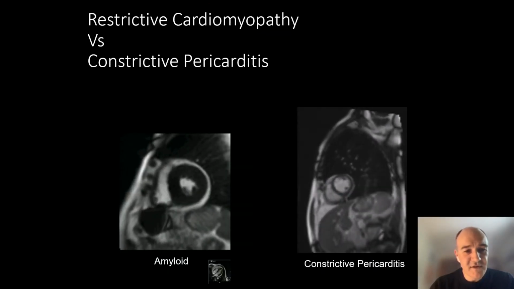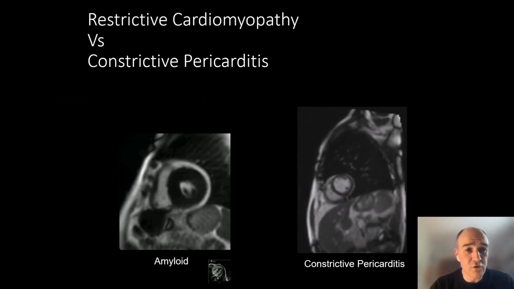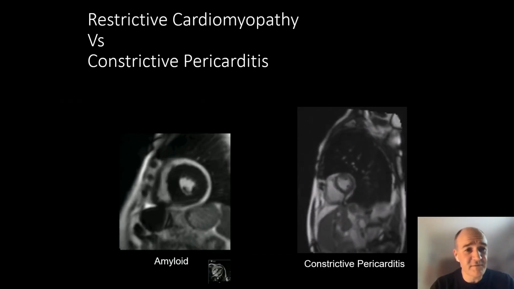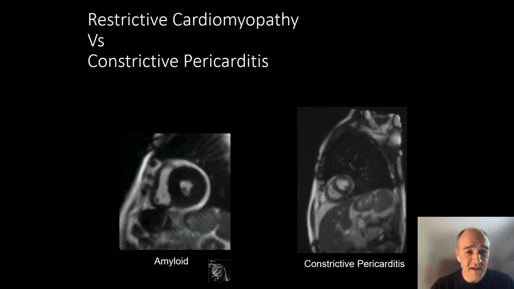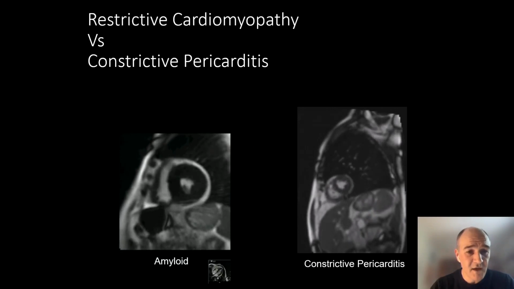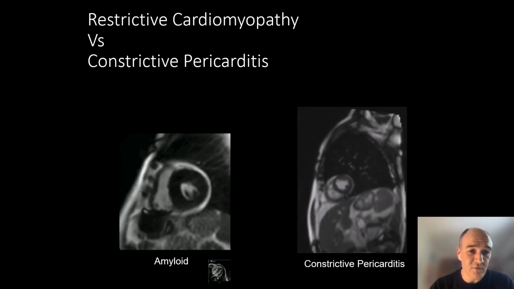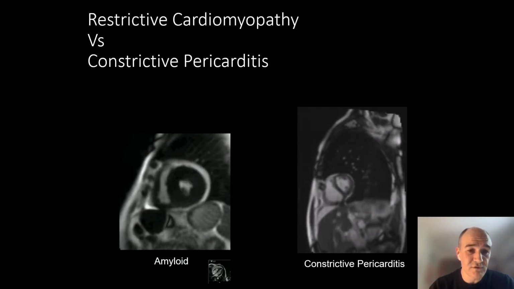Just quickly want to compare how MR can show the difference between a restrictive cardiomyopathy versus a constrictive pericarditis. Here on the left-hand side is a case of amyloid we've just seen in real time, with a very thickened myocardium, but very little variation in the morphology of the ventricles during respiration.